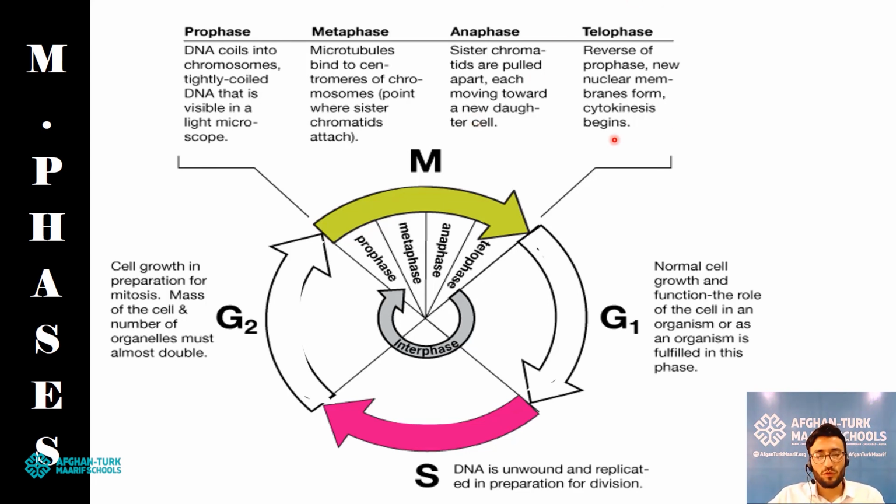Telophase is known as the final stage of cell division, and here cytokinesis happens. It means the nucleus and its membranes, and different types of organelles, are reformed. So the only remaining thing is the cytoplasm. In cytokinesis, the cytoplasm is also split and divided into two different cells.